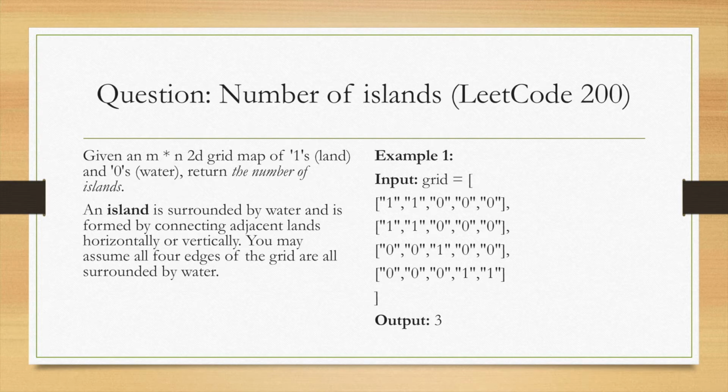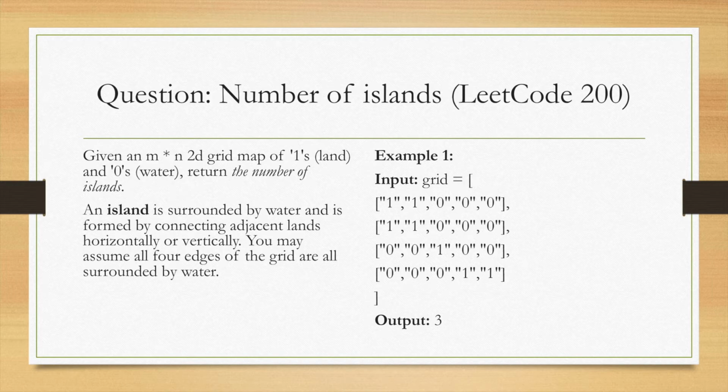Okay, you already know the background knowledge, and now let's go solve the problem. The problem is LeetCode 200, and you can search on LeetCode and solve it by yourself. The problem is: given an m by n 2D grid map of ones and zeros, 1 means land and 0 means water, return the number of islands. An island is surrounded by water and is formed by connecting adjacent lands horizontally or vertically. You may assume all 4 edges of the grid are surrounded by water.